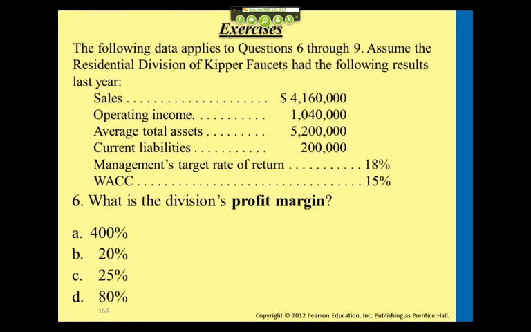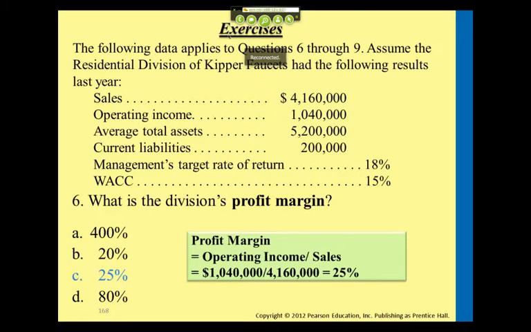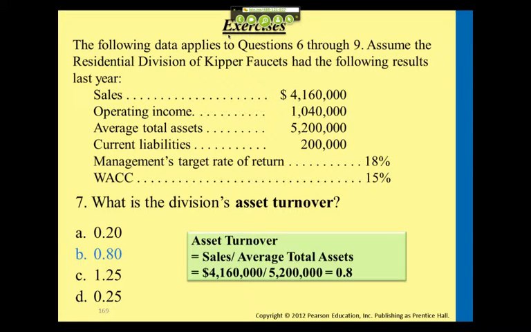So that would be a multiple choice question. Okay, the following data applies to this question: you have some data for the residential division of Kiefer Faucets. You have sales, operating income, such and such. You need to calculate your profit margin. So here's what I'm expecting you to have: an understanding that the profit margin is operating income over sales, calculate it, and get the percentage. That's as far as we go on the exam. The same goes for asset turnover. Are we going to have questions?